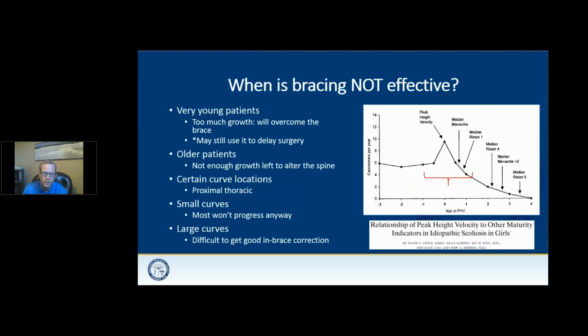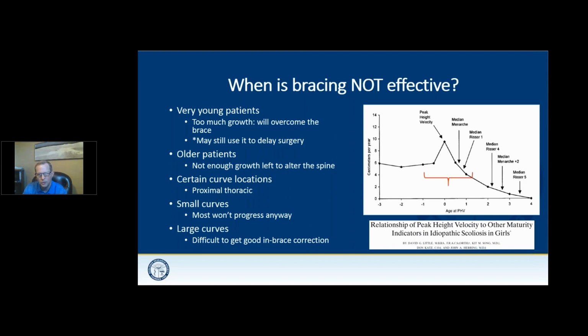So when is bracing not used? When is it not effective? So it's not as effective in very young patients who have so much growth remaining that their curvature is going to overcome the brace. Now, we still may use braces in those younger patients, but we have to be honest in those situations and say we may just be using it to delay the inevitable rather than prevent the curve from worsening. We don't use them in older patients who are not growing sufficiently anymore, and that's because they don't have enough growth left to alter the mechanics of the spine.